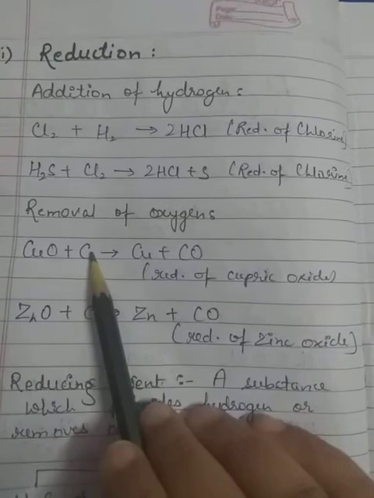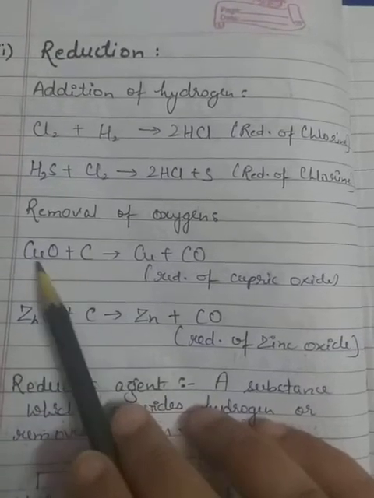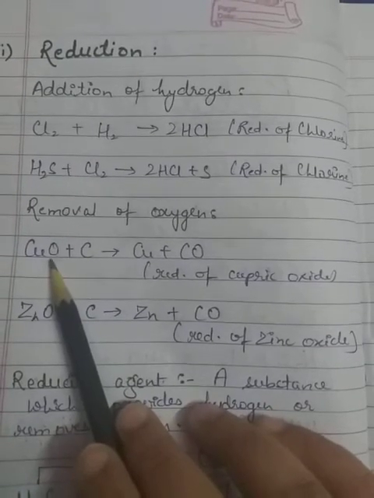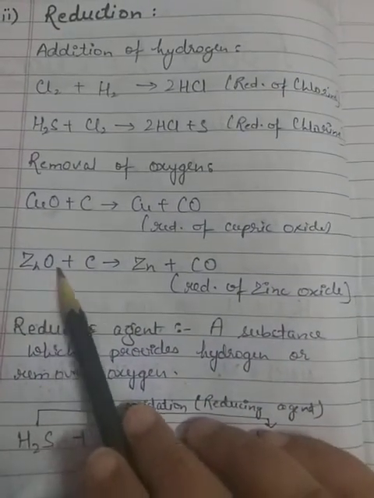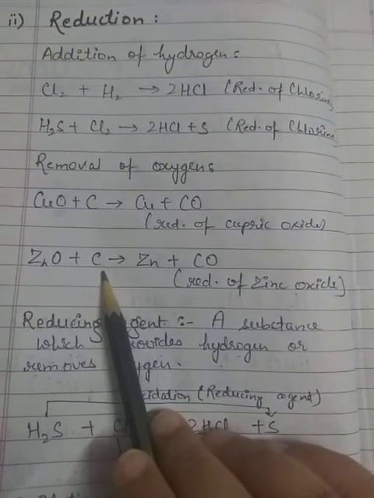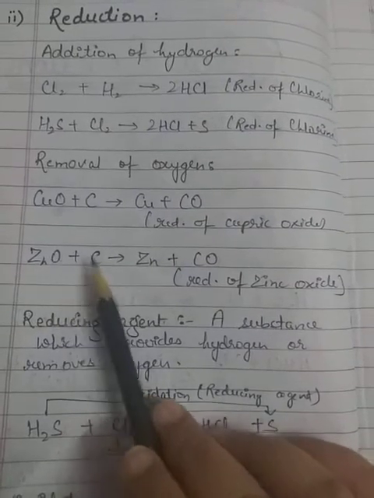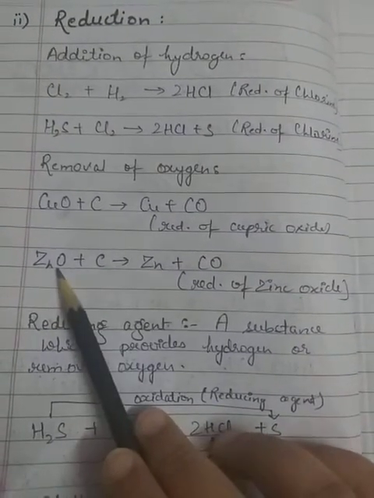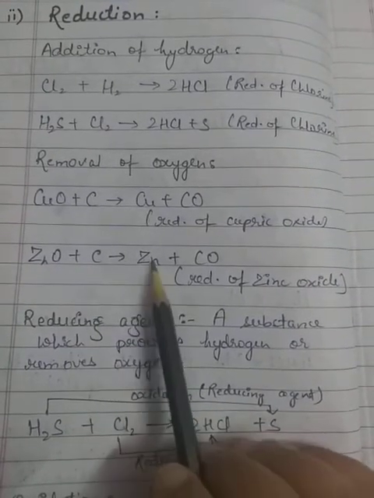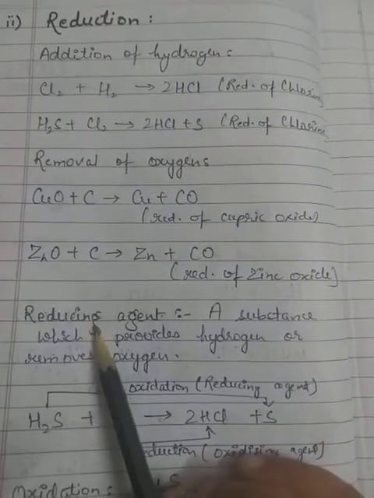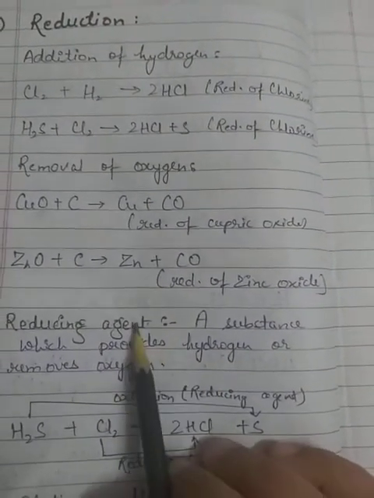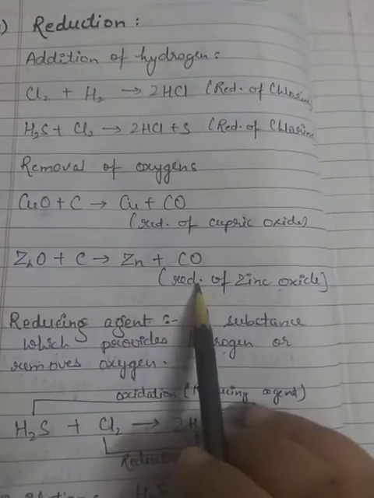This oxygen will be gained by this carbon or coke, and this copper oxide will get reduced. Here if we see zinc oxide and C, these two reactions we have read in the metallurgy process also, reduction of metal oxides to metal. And see, removal of oxygen is taking place from zinc oxide, it means zinc is getting reduced. Reducing agent, a substance which provides hydrogen, itself it gets oxidized but it reduces the other substance.